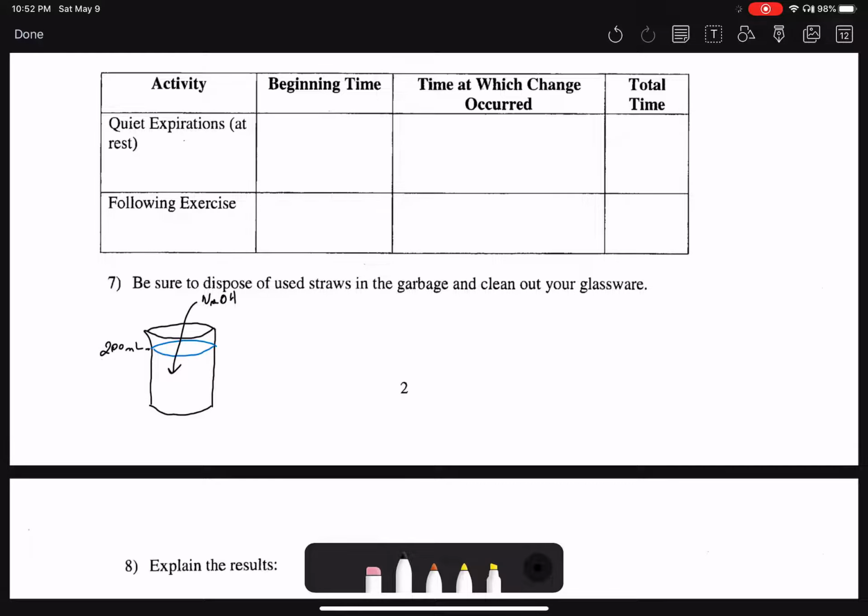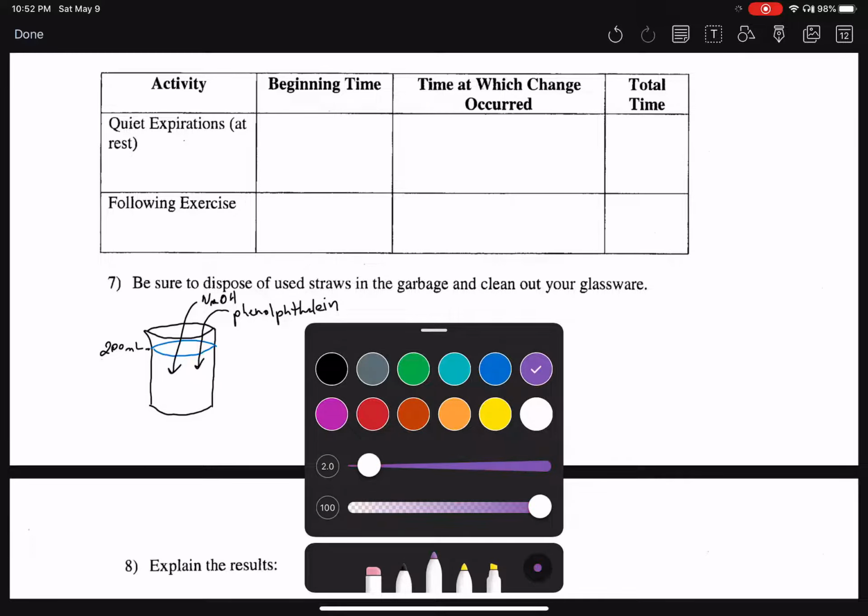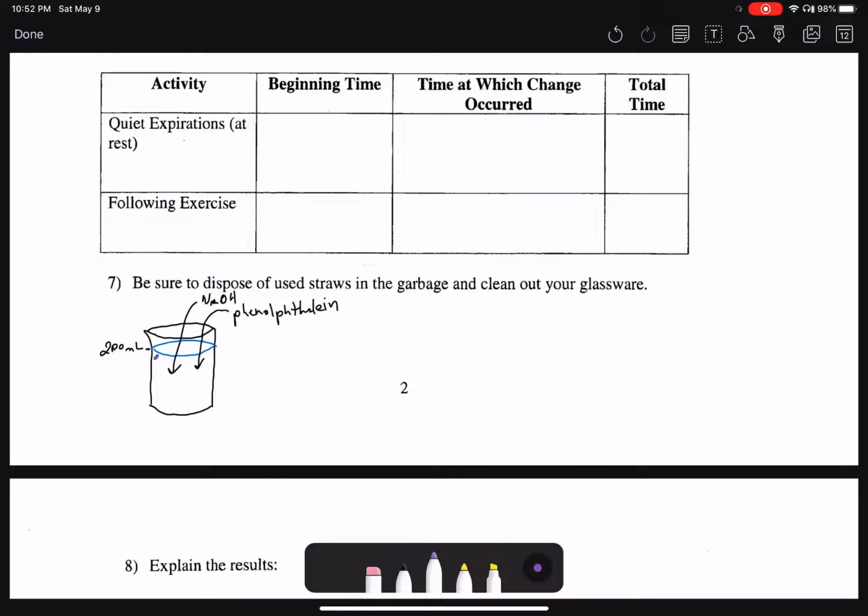The next thing we're going to add is a couple drops of the phenolphthalein. As soon as we add the phenolphthalein, it's going to do what it does best, and that is change colors. Remember, in basic solutions, the phenolphthalein is a nice, brilliant purple color. So that's what our aqueous sodium hydroxide solution is going to look like now.